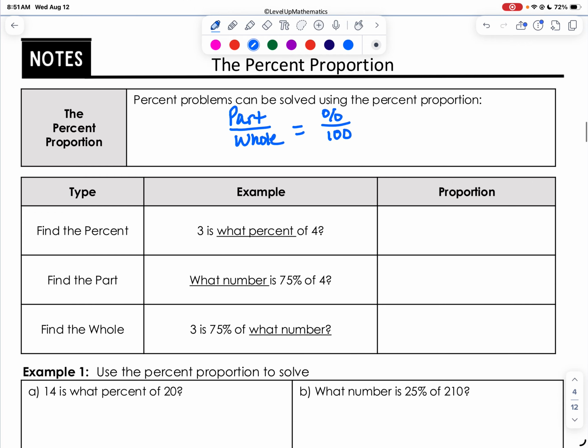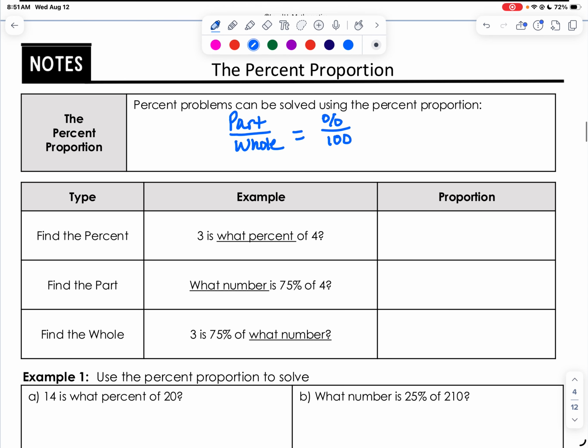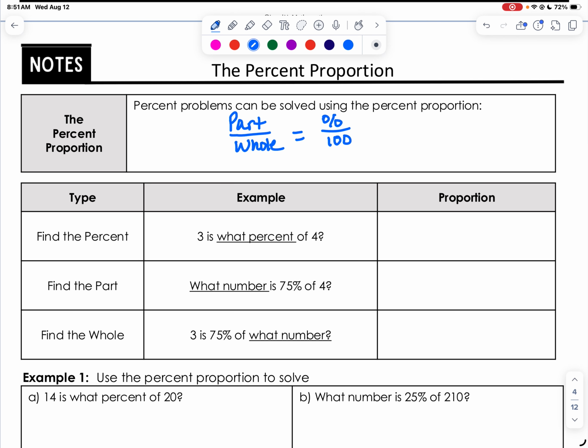Now, in percentage problems, you'll be given 3 of these things and asked to find the 4th thing. So, for an example, you might be asked to find the percent. For example, 3 is what percent of 4? So they've given you the part and the whole. The part is 3, the whole is 4. And they want to know what is the percent. So that would be x over 100. So 3 is what percent of 4? 3 over 4 equals x over 100.